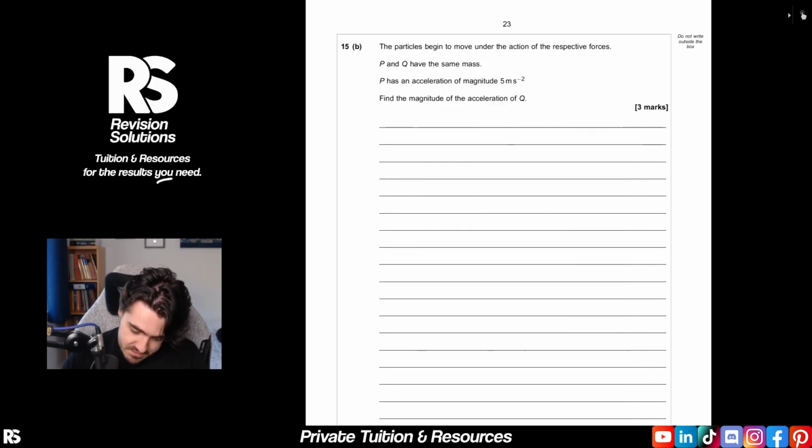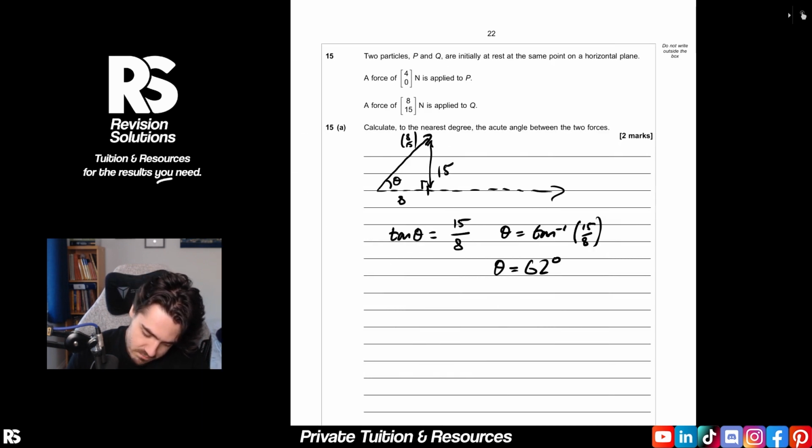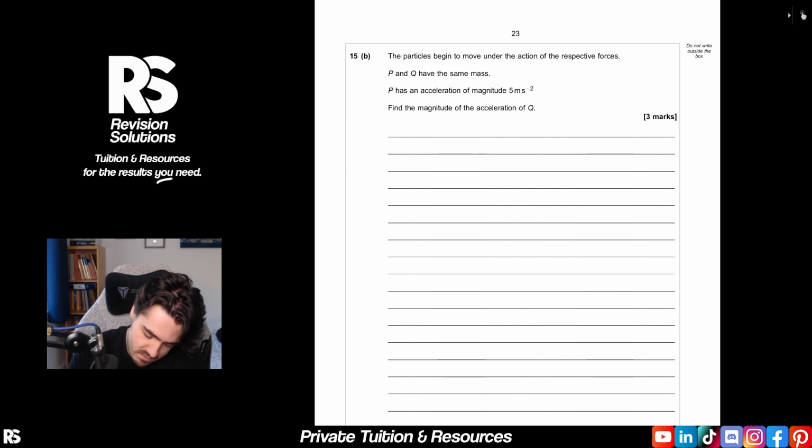15b then says the particles begin to move under the action of the respective forces. P and Q have the same mass. P has an acceleration of magnitude 5 meters per second squared. Can we find the magnitude of acceleration of Q? Well, I would start with that piece of information there, that P has an acceleration of 5 meters per second squared. So if we write that out, well, the force acting on P was 40. So 40 must equal the mass times the acceleration vector.